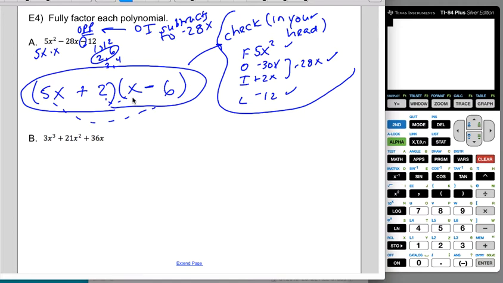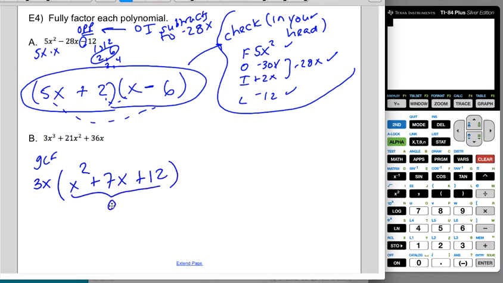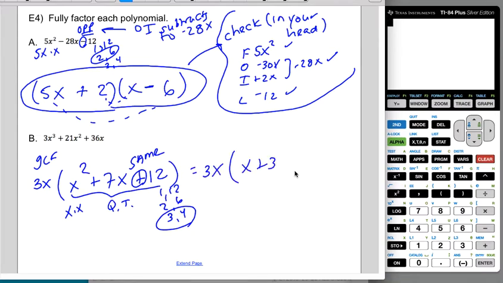All right, for B, there is a GCF, right? So for B, there's a GCF of a 3x. And after I pull that GCF out, I have an x squared plus a 7x plus a 12, which is going to factor a lot easier. So this is a quadratic trinomial. But I know the front seats have to be x and x. I know the back seats have to have the same sign. I look at 1 and 12, 2 and 6, and 3 and 4, and I realize that the only ones that are going to add to 7 are 3 and 4. So this is a 3x times an x plus 3 and an x plus 4.